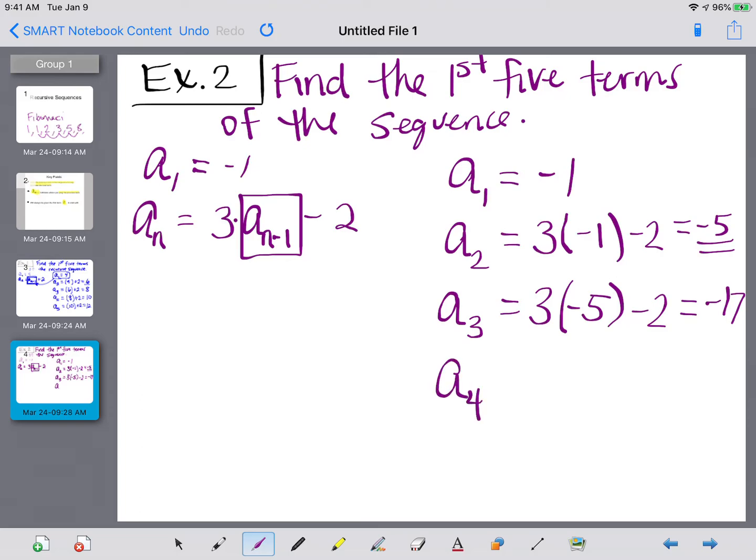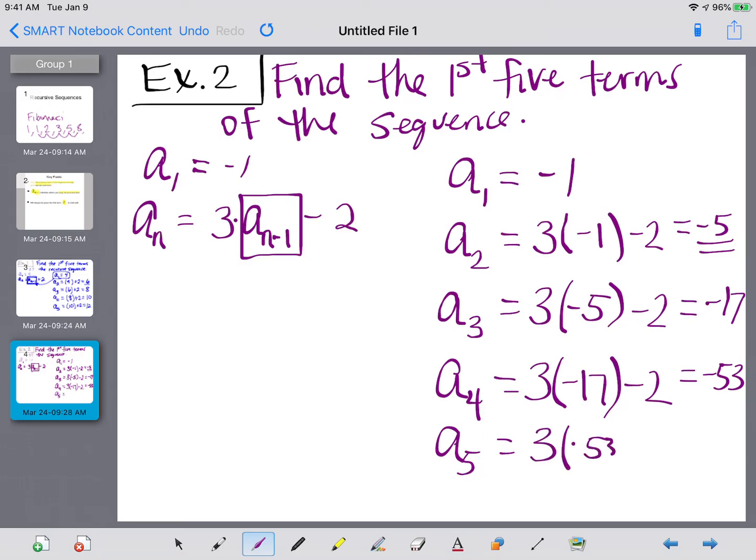Two more terms. The fourth term, we're going to replace a sub n minus 1 with -17. So 3 times -17 gives us -51, minus 2 would give us -53. One last time. 3 times -53 minus 2. That is going to give us -161.